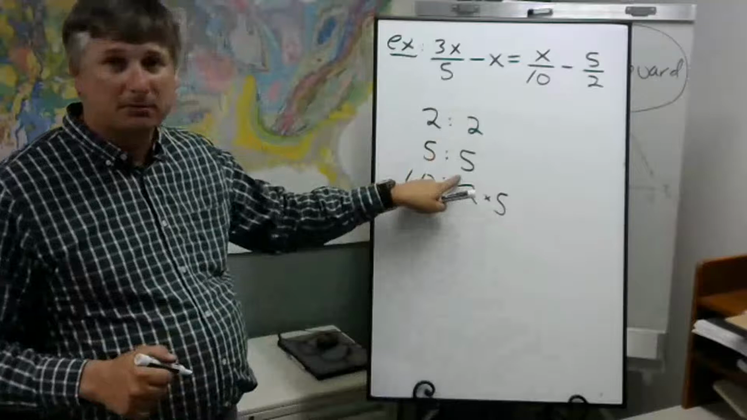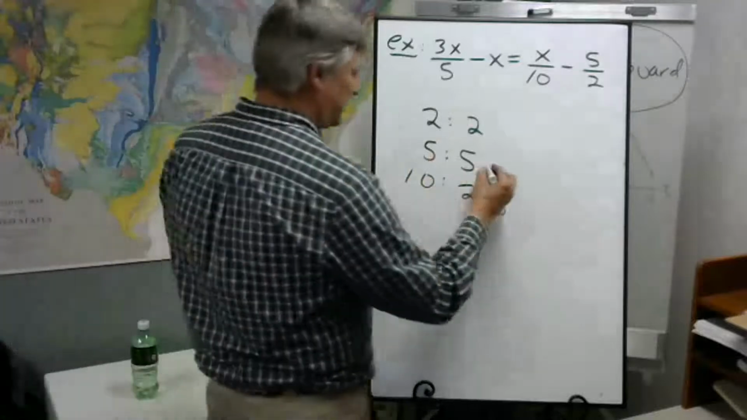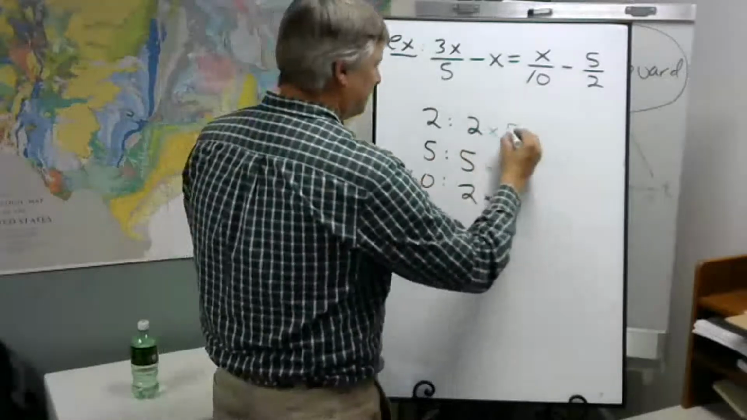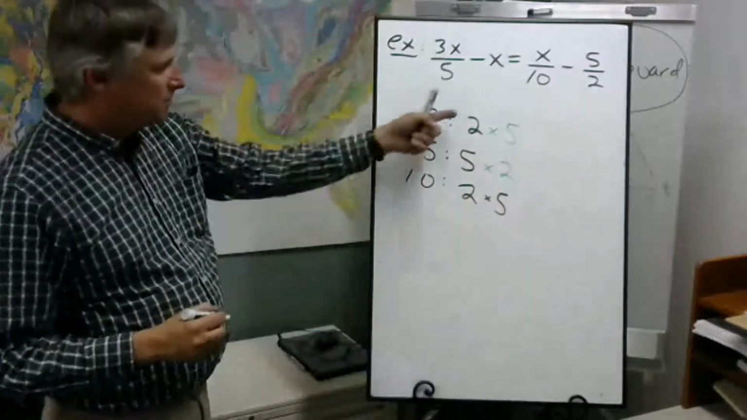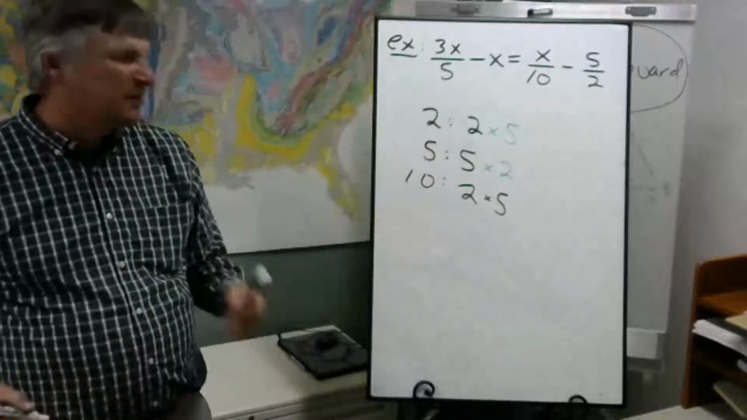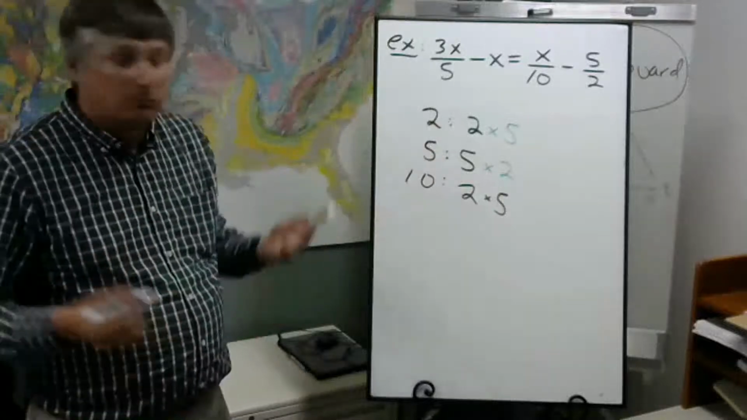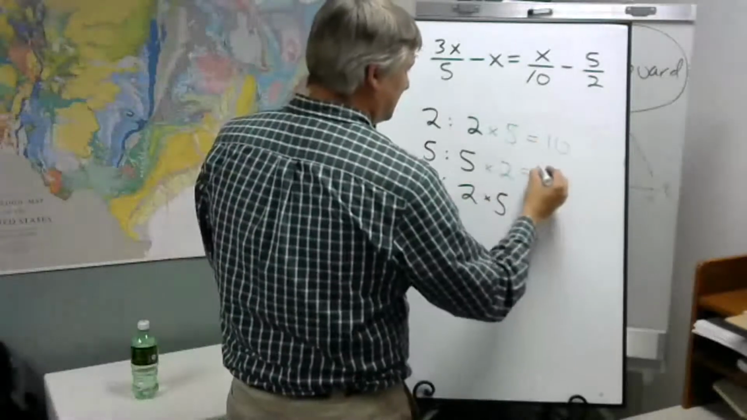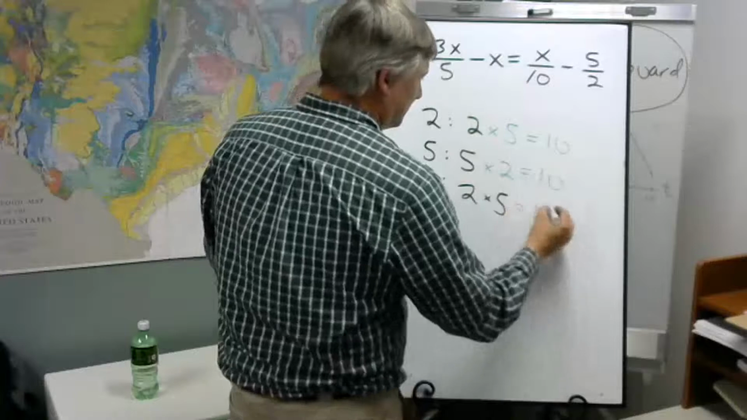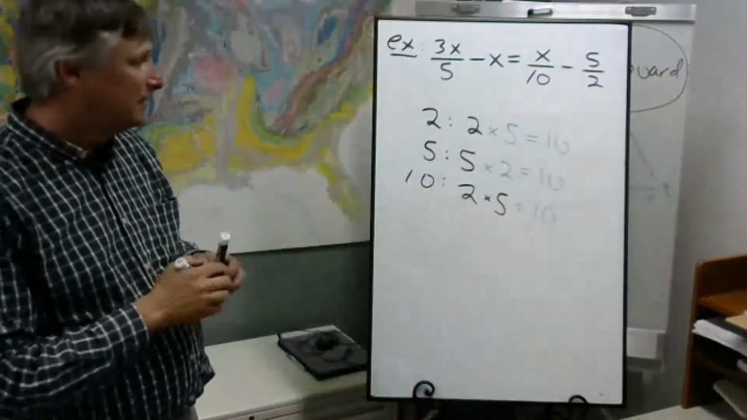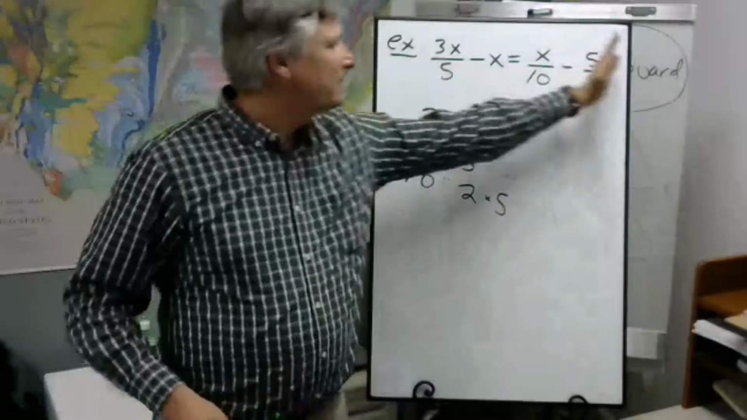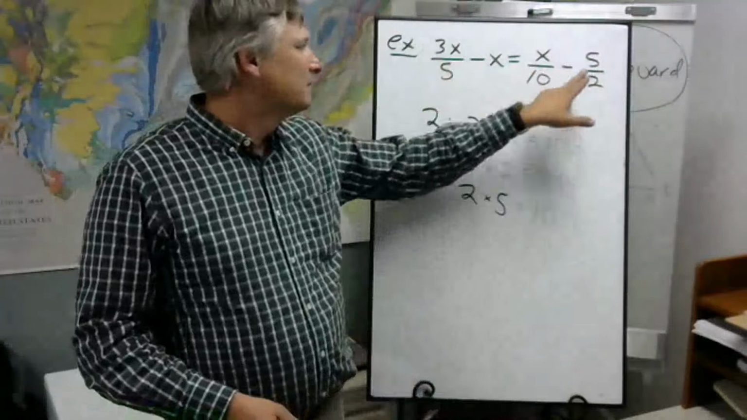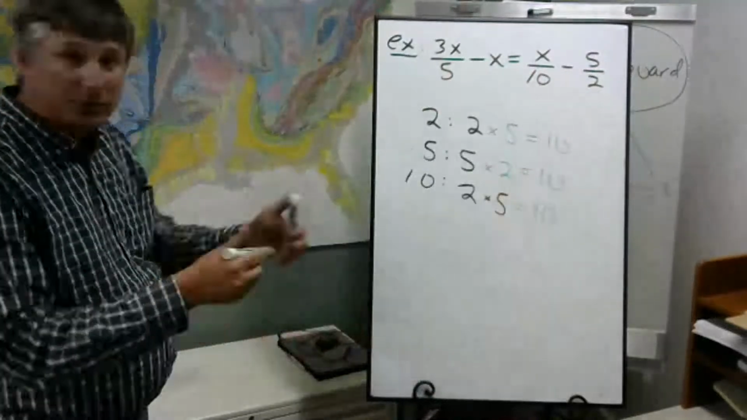So what's this one missing? Well, it's missing a times 2, that's for sure. And this one's missing the times 5. So 2 and 5, 2 and 5, 2 and 5. The order doesn't matter. Well, we got it. So the LCD for these 3 numbers will be 10. So when we multiply through by 10, 10 is the smallest number that will cancel the 5, the 10, and the 2. So let's multiply through.